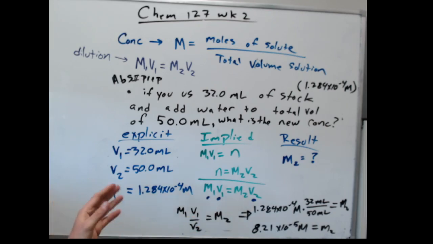And what was nice about this one, because sometimes we get problems where it's like, oh, you have 32 milliliters, you add 10 milliliters of water, what's the new concentration? They don't give you the total, you have to figure it out on your own by just adding the numbers together. The place where that creates headaches for students is they'll do V1 equals 32 and V2 equals 10. They'll forget that V2 is the total, adding them together.